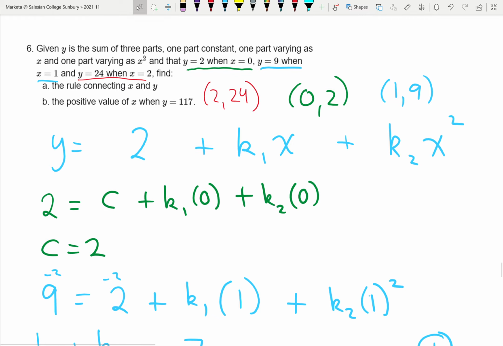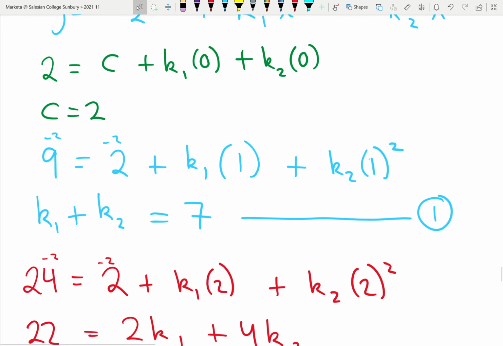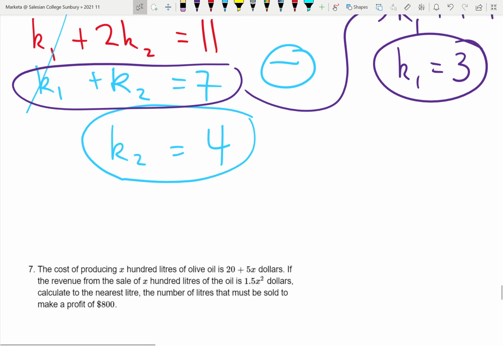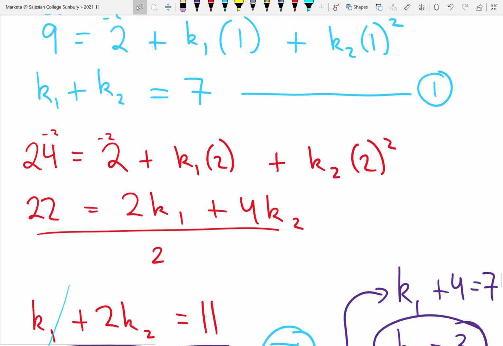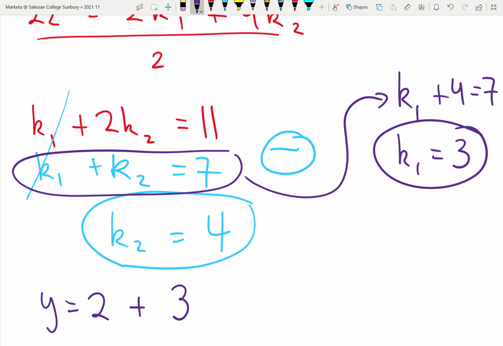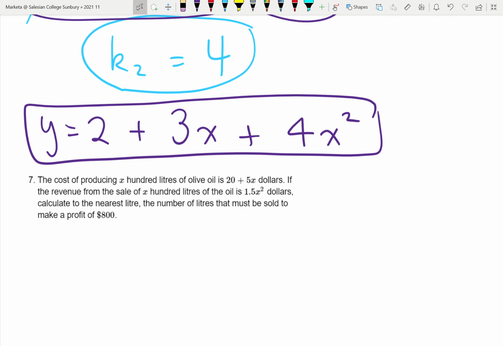So I believe they're asking us for the rule. Yes, they are. I might just write it here. Actually, no, we'll probably need it. So y equals 2 plus k1x plus k2x squared. So this would be our rule. And now we can use that in order to find any values we want of either x or y. I'm just going to move this one down so we've got a little bit more room. No, it doesn't want to.